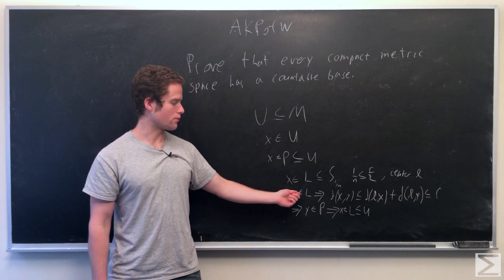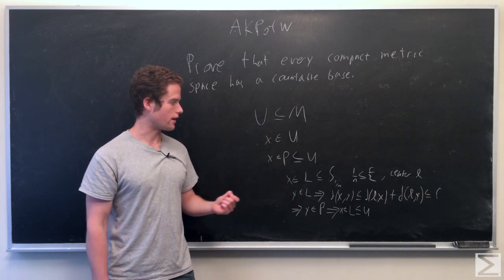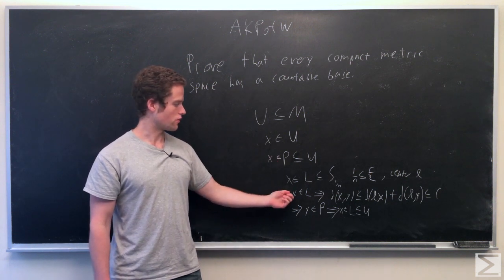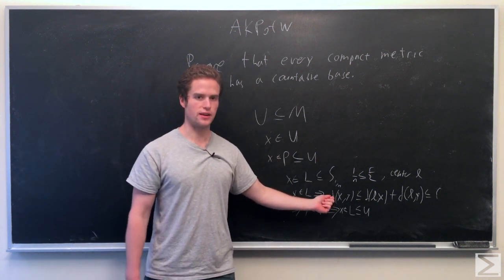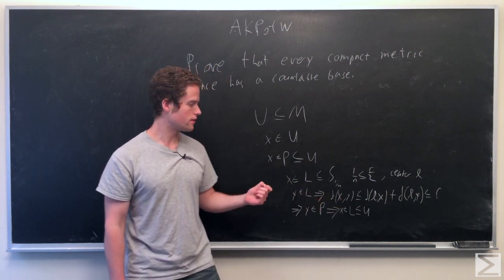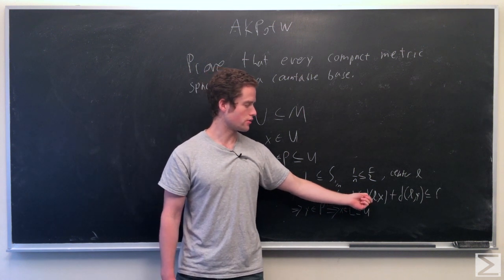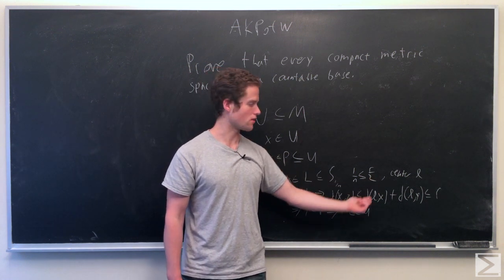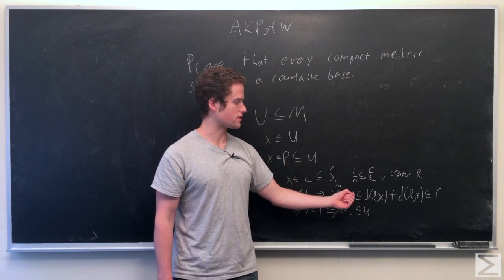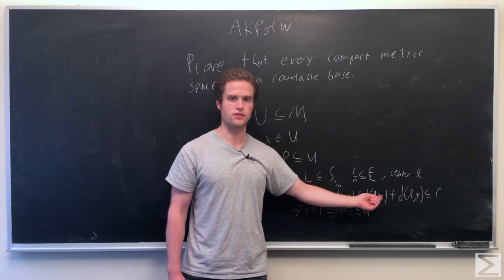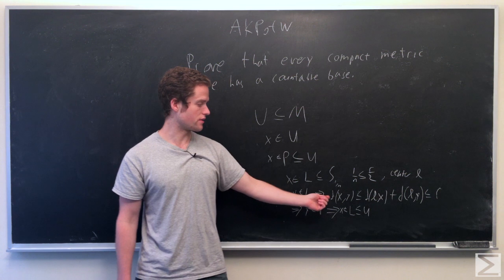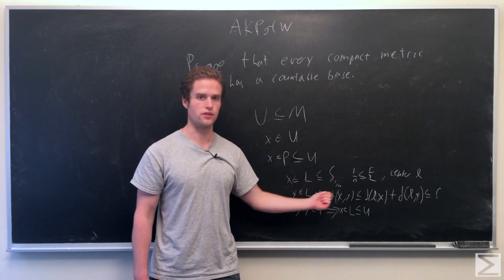Now say y is also contained in L. We want to look at the distance between x and y. Say L has center l. Then the distance d(x,y) is less than or equal to d(l,x) plus d(l,y) by the triangle inequality. Since L is an open ball of radius less than or equal to r over 2, these are each less than or equal to r over 2. So this sum must be less than or equal to r, and so the distance between x and y must be less than or equal to r.